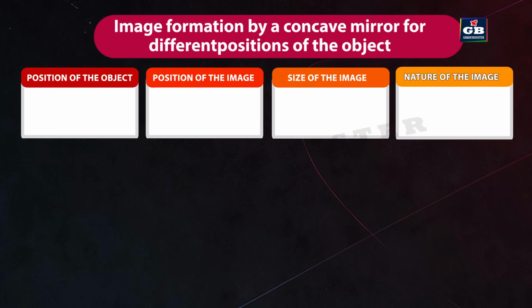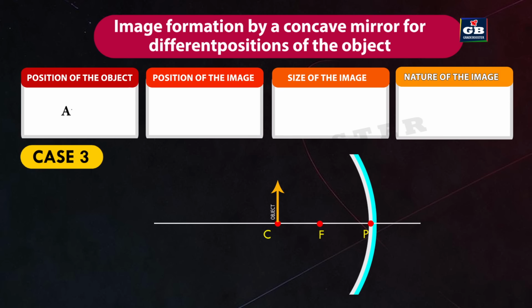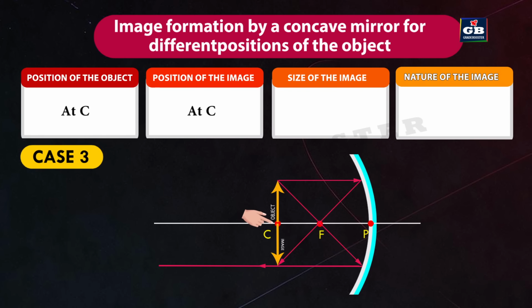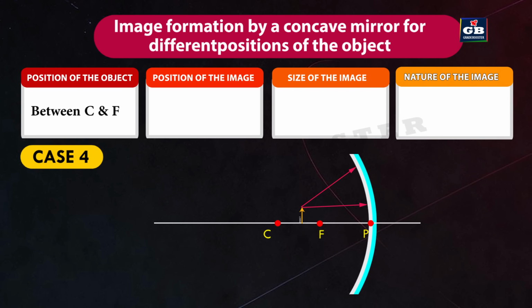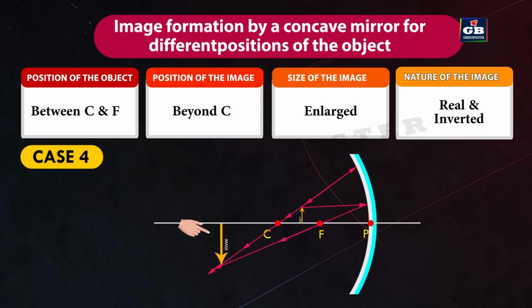Case 3. If the position of the object is at C, the position of the image will be at C. The size of the image will be same as the object. The nature of the image is real and inverted. Case 4. If the position of the object is between C and F, the position of the image will be beyond C. The size of the image will be enlarged. The nature of the image is real and inverted.